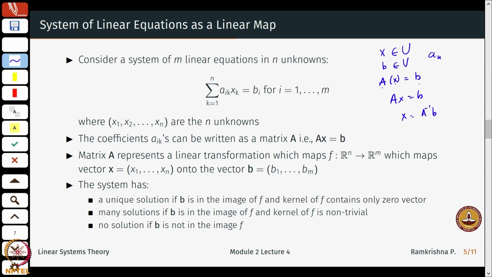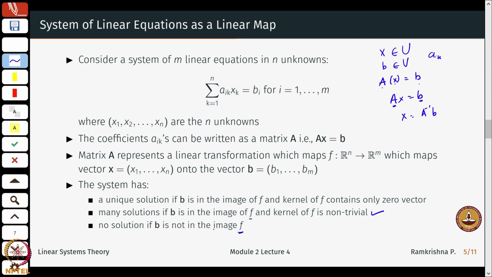First, for a solution to exist, this b must be in the image of A. Just for a solution to exist; there can be multiple solutions also. When will there be a unique solution? The unique solution would be when the kernel of this map is the 0 vector. And there is no solution if b is not in the image of f.